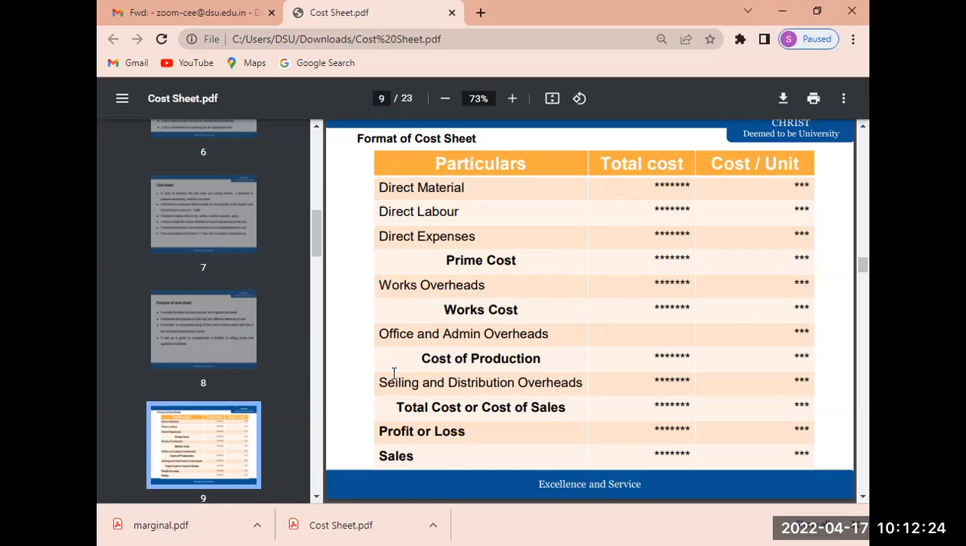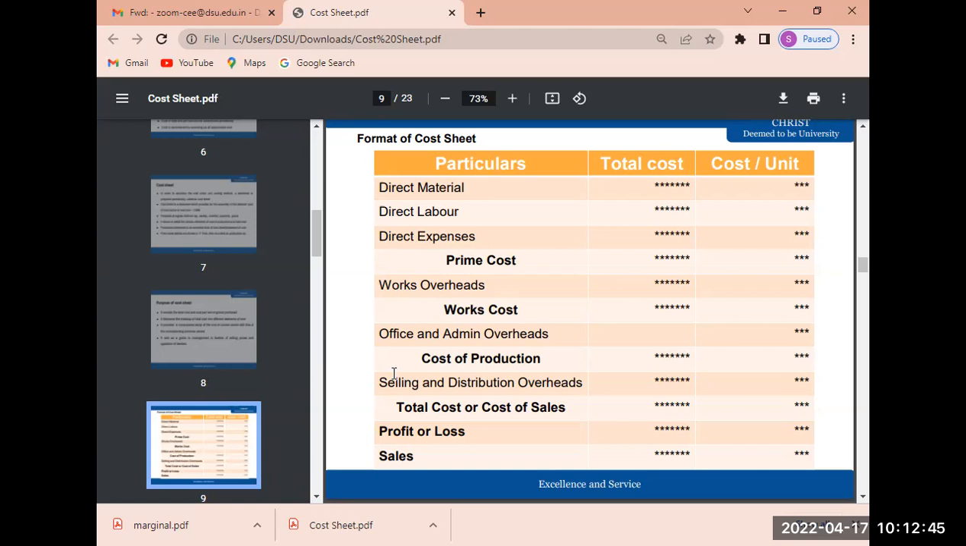The materials are stored in a place, the storehouse. Warehouse is different. Stores is nothing but where raw materials are kept. Warehouse is a place where output is kept. So that expense will come under selling and distribution overheads.